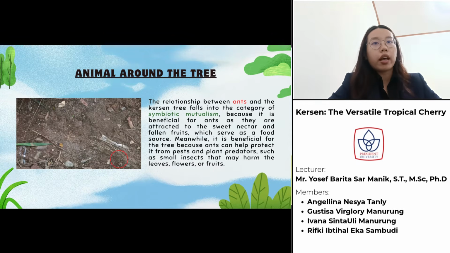Let's start with ants. Ants really like the Carson tree because it has sweet nectar and pollen fruits, which they use as food. In return, ants help to protect the tree by chasing away harmful insects that might damage the leaves, flowers, and fruits. So this relationship can be called mutualism.